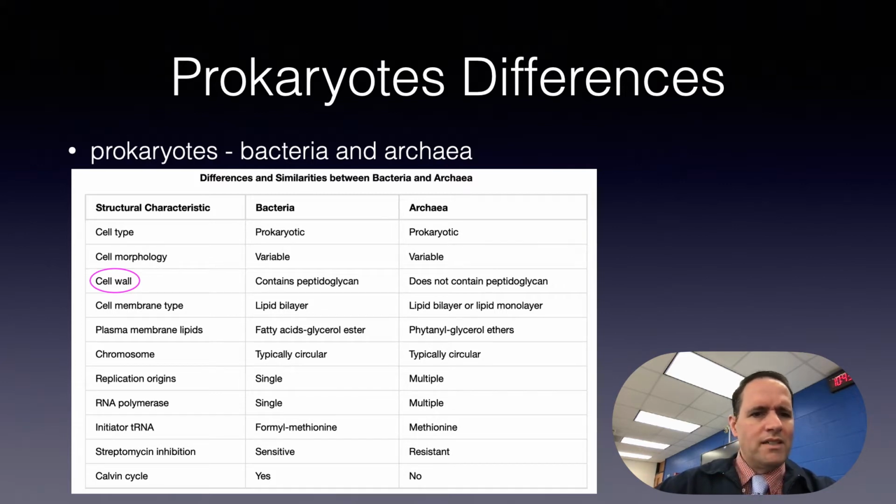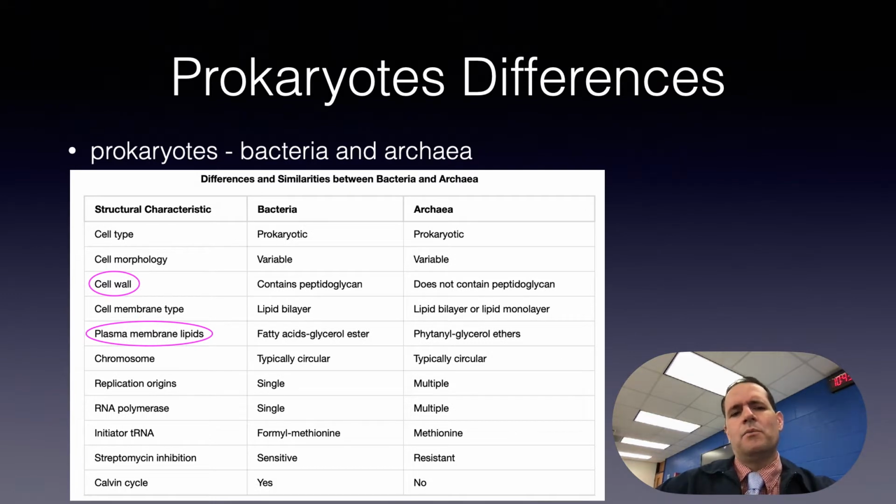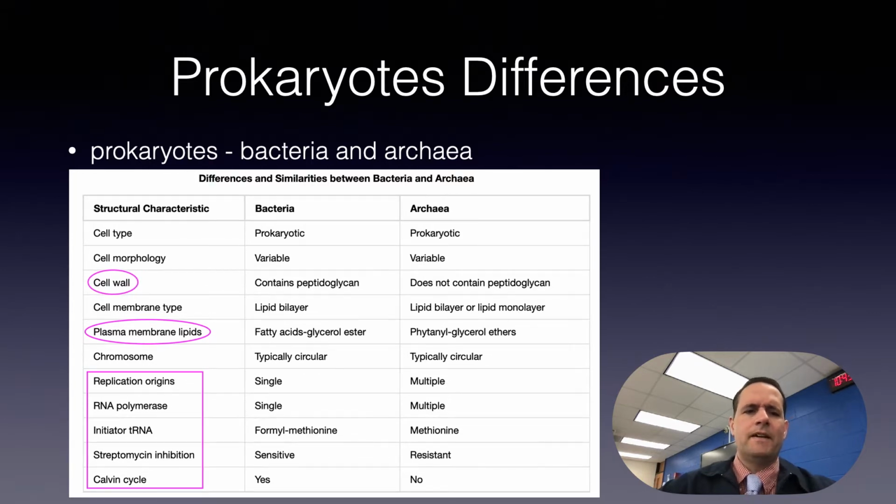The cell membrane type is exactly the same, and what's different is the plasma membrane. The lipids that make up the different cell walls and lipid membranes are slightly different. The chromosomes are both circular, they're the same, and then these bottom portions are different. So some of the cellular machinery is different within these two types of prokaryotes.